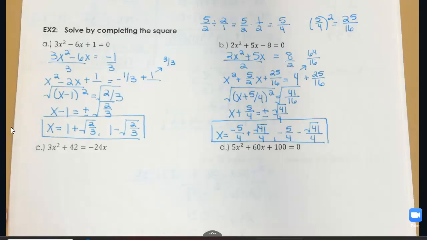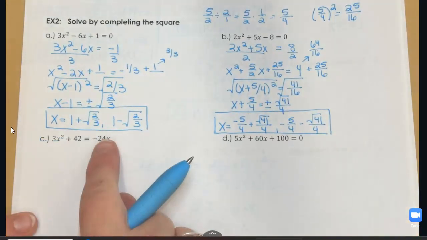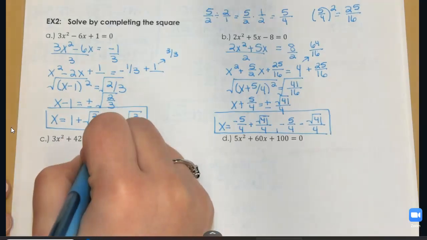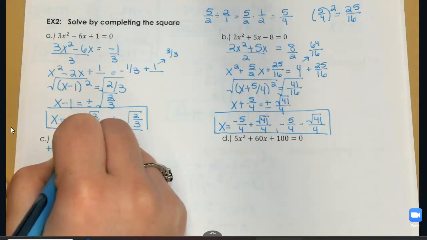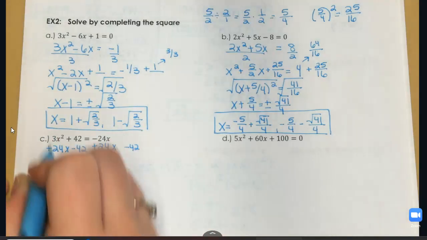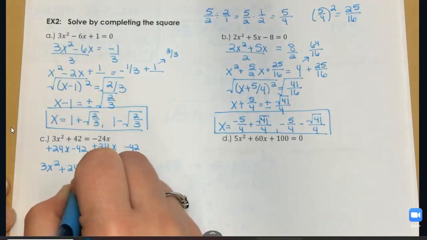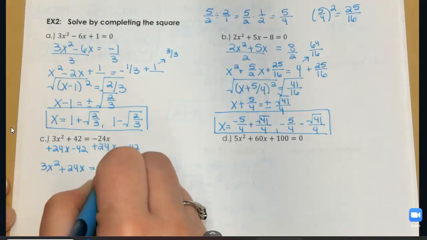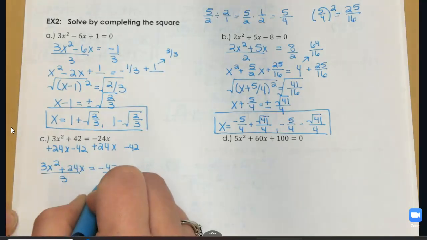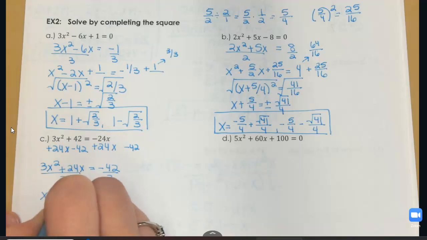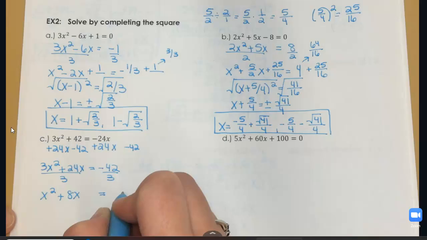Okay, 2 more examples to go. On to C. I need to rearrange this a little bit. I need to move the 24x over to the other side, and I need to subtract the 42 to get my constant out of the way. So I have 3x squared plus 24x equals negative 42. And now a is 3, so I need to divide everything by 3. So x squared plus 8x is going to be equal to negative 16.